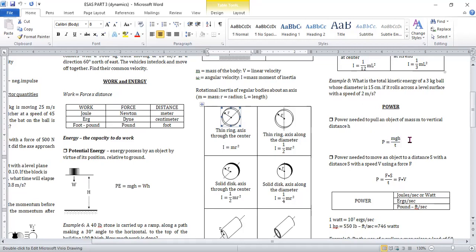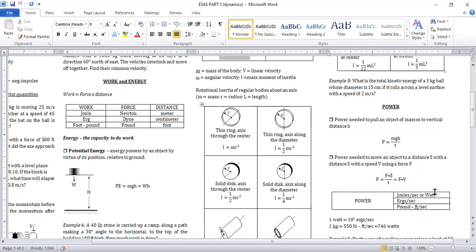Okay? And also the power needed to move an object, no? So to a distance s with a speed v. Okay, so again, no? So this is the power needed to move an object, no? So over a distance s with a speed v. Okay, so using an external force F, so power can be calculated as this one, no? The product of the force multiplied by the velocity.